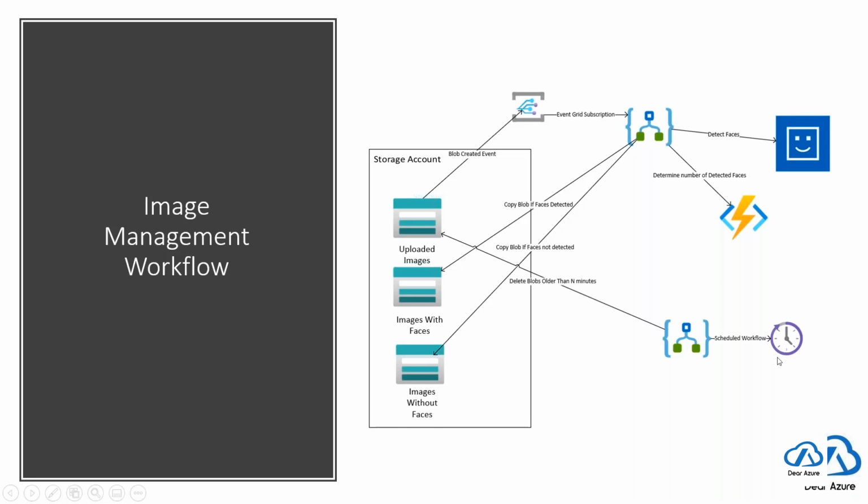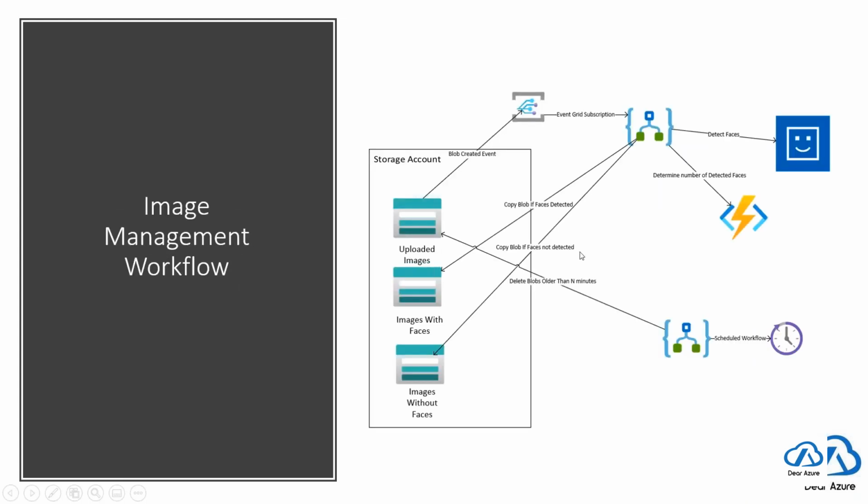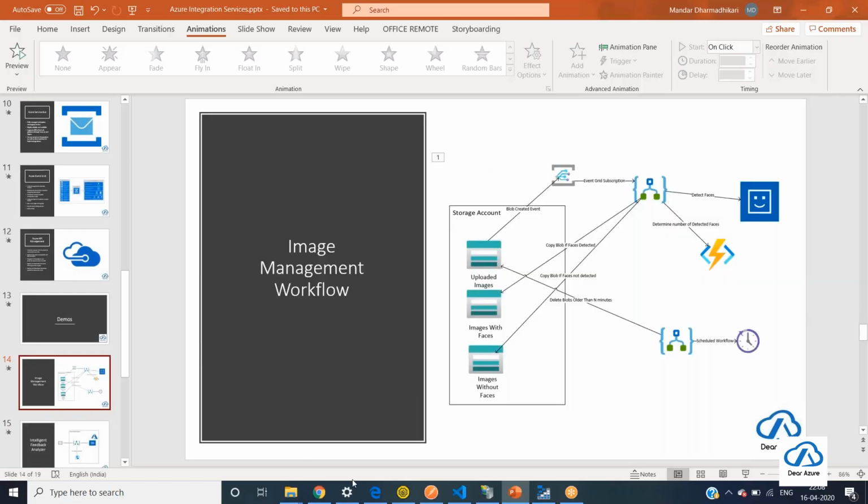At the same time, there is a scheduled logic app running, which can run every 1 minute, every 2 minutes, 1 hour, 2 days, 3 days, according to our requirement. It basically deletes all the blobs which are older than a stipulated period of time. Let's say I want to delete all the blobs which are older than 2 minutes. We can configure the logic app to work like that. So let's move on to the Azure portal and see how this works.